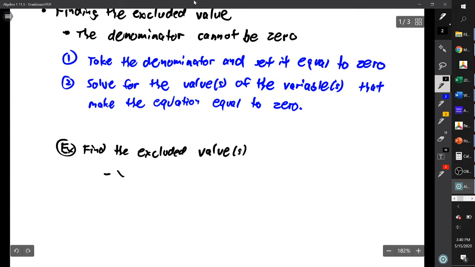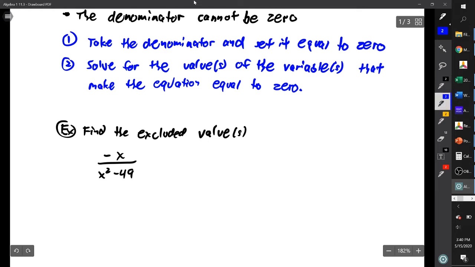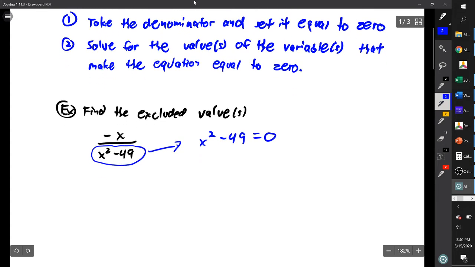So here's our first one. Let's deal with negative x over x squared minus 49. All right. We don't care about the numerator. All we care about is the denominator. So we're just going to take this denominator and we're going to say x squared minus 49 equals 0. Take the denominator and set equal to 0. That was step 1. Now step 2, solve.